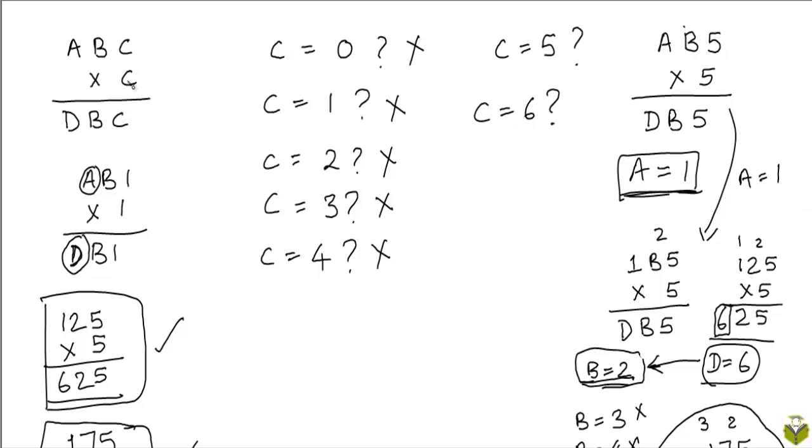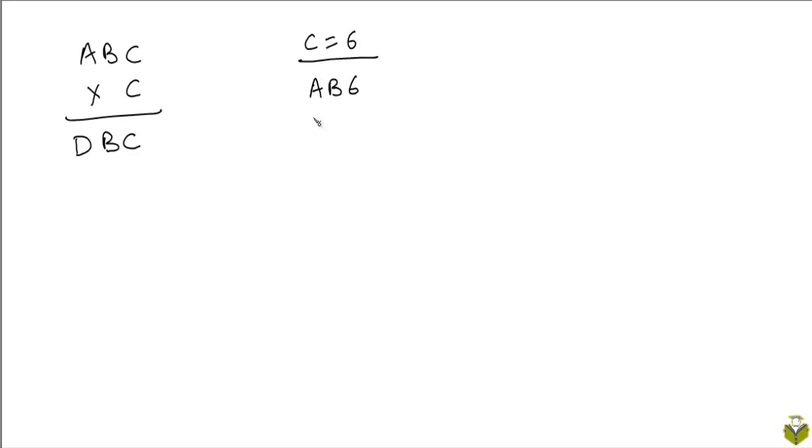Well, 6 times 6 would be a 36. So it does appear that C can be a 6 because at least this particular column would not have a problem if C is set to be equal to 6. So let's go with that option, and we rewrite this cryptarithm over here. ABC times C is DBC, and if we put C equal to 6, then we get AB6 times a 6 is DB6.